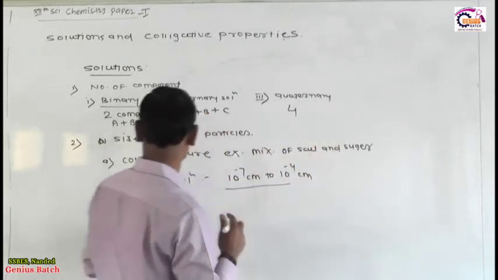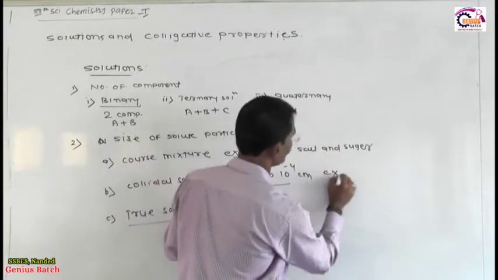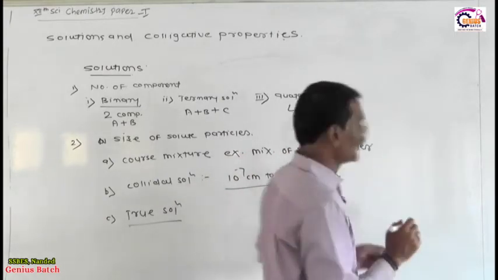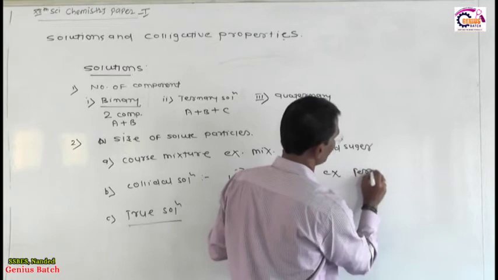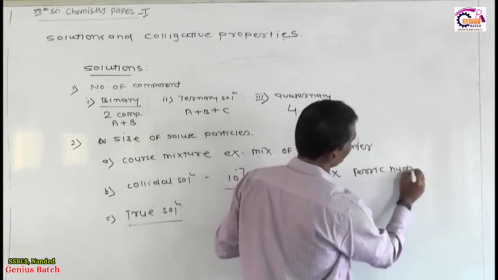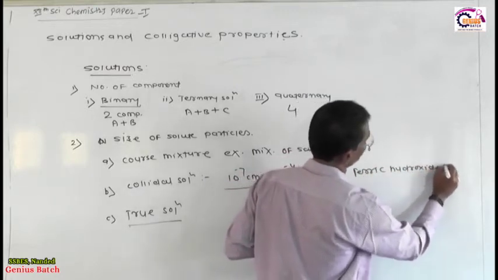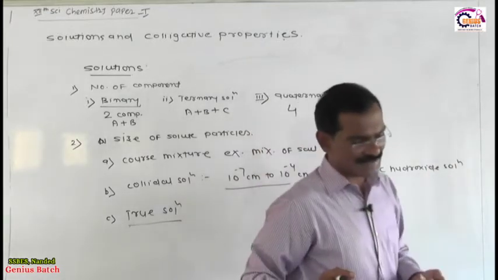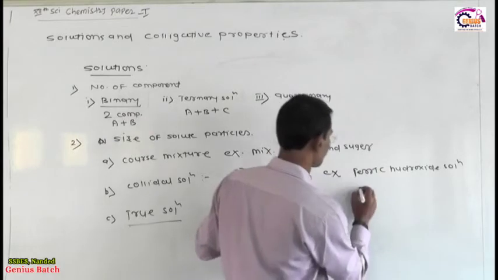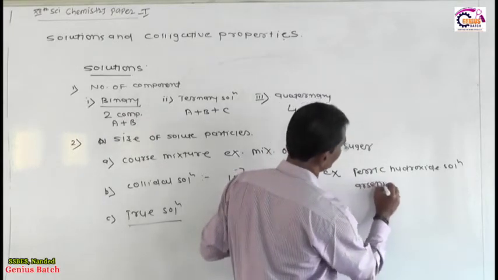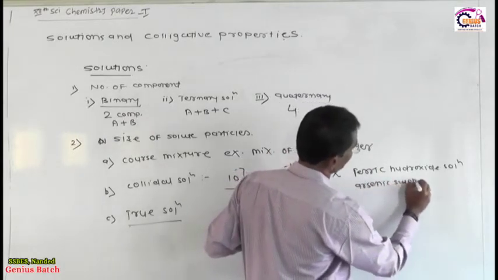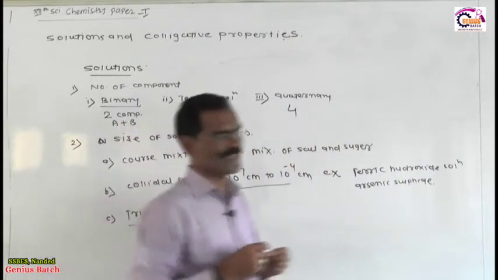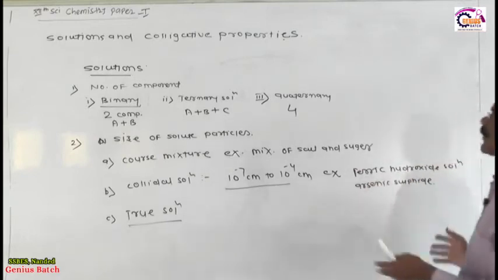I will give you an example of a colloidal solution. Suppose the best example is ferric hydroxide solution. This is an example of a colloidal solution, called the ferric hydroxide solution. After that, the second example we are considering is arsenic sulfide. So this is nothing but a colloidal solution. As per my idea, you don't have any problem.